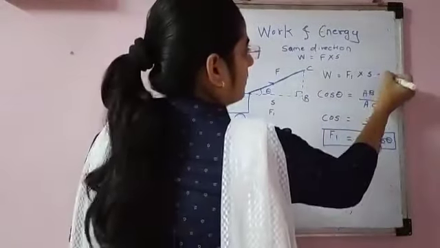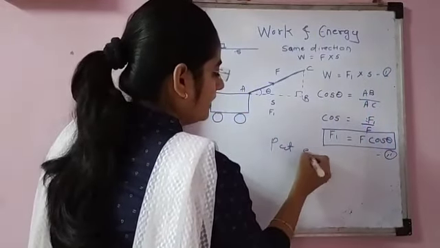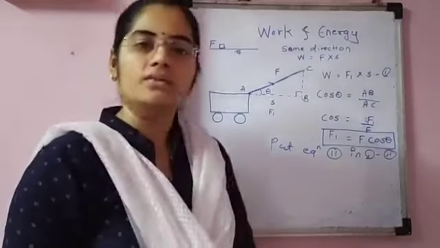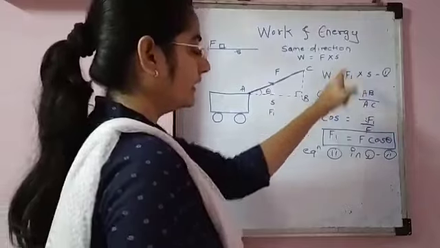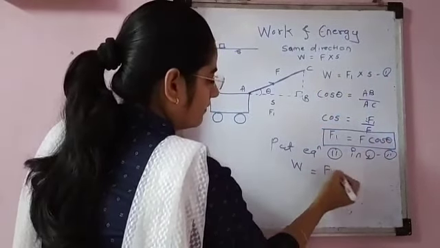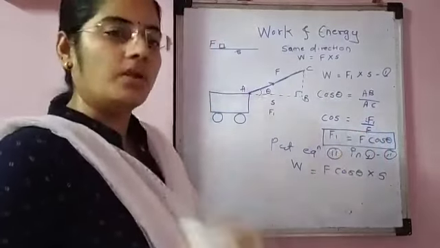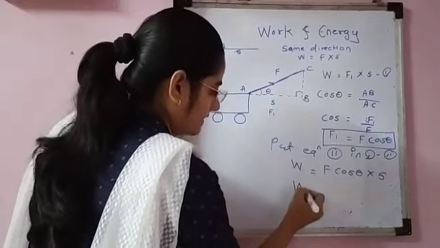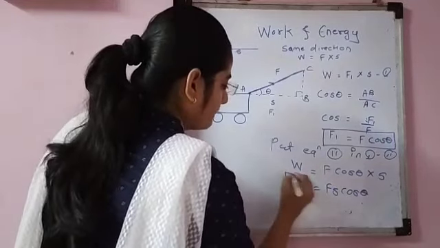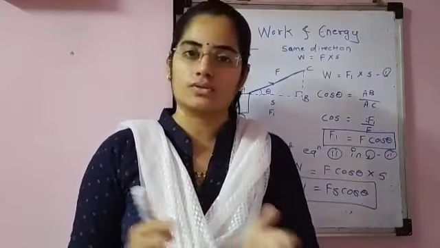Call this equation number one, and call this equation number two. Put equation two in equation one. Then what happens? Put this value of F1 in this equation. W is equal to, what is the value of F1? F cos theta into S. So this formula we also write as W is equal to F S cos theta. We get the value of W: W is equal to F S cos theta.